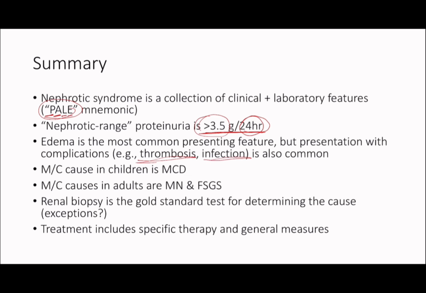The most common cause of nephrotic syndrome in children is minimal change disease. The most common in adults are membranous nephropathy and focal segmental glomerulosclerosis. Renal biopsy is the gold standard test for determining the cause of nephrotic syndrome, and we've talked about a few exceptions. And treatment includes specific therapy directed against the underlying cause and general measures directed against the consequences of the nephrotic syndrome.